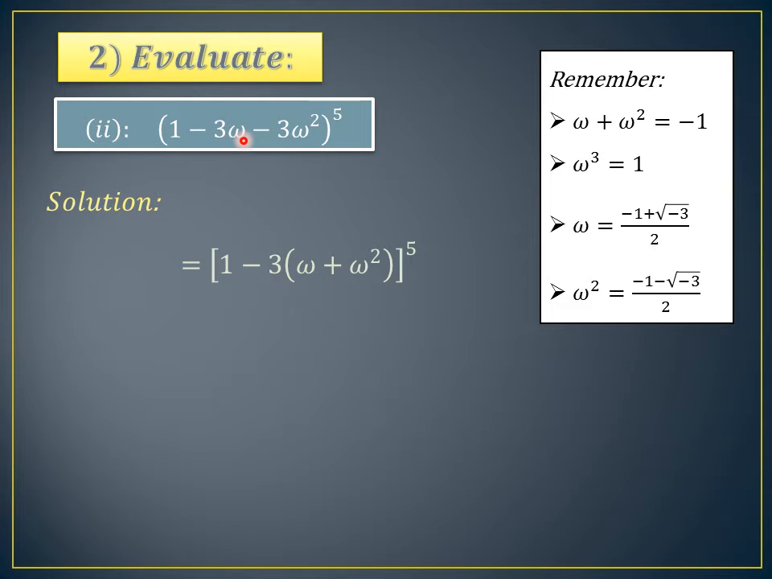So what will be written inside the bracket? In the first term only omega remains, so it will be written. Then this minus will be changed to plus because of that minus sign. So omega plus omega square will be there inside the bracket. Putting the value of omega plus omega square, which is minus 1, so here we have written minus 1 instead of omega plus omega square. Minus 3 into minus 1 will become plus 3. 1 plus 3 will become 4, and taking the power of 4 as 5, we will get the answer 1024. No further solution is possible, so 1024 is our answer.